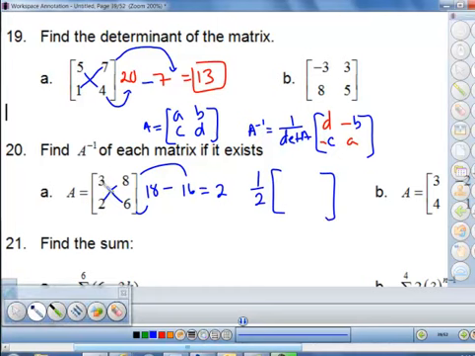and remember I'm going to switch these guys. So now 6 is up here, and 3 is down here, and then the 2 and the 8 get negatives, or opposites. Okay, so 8 is negative.